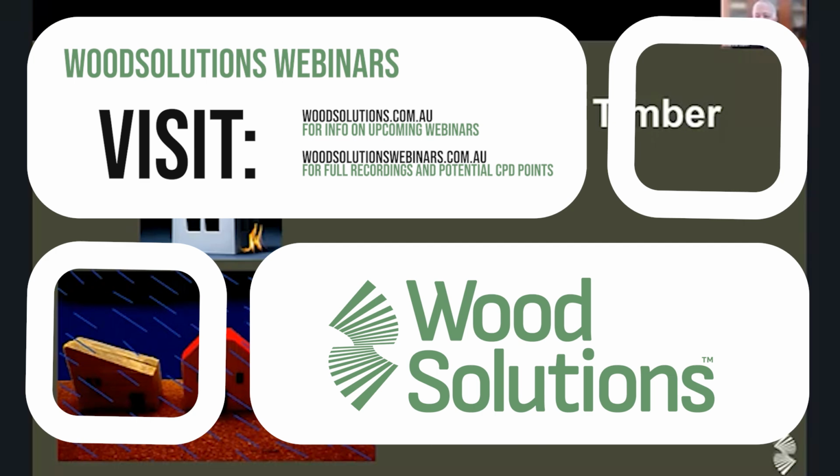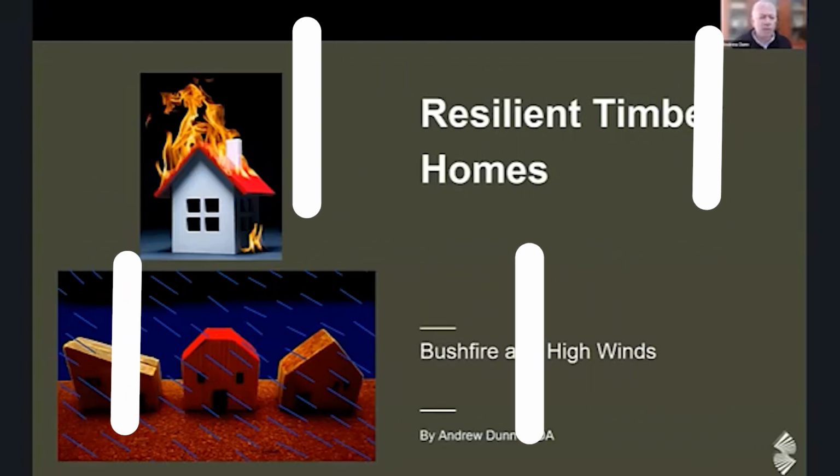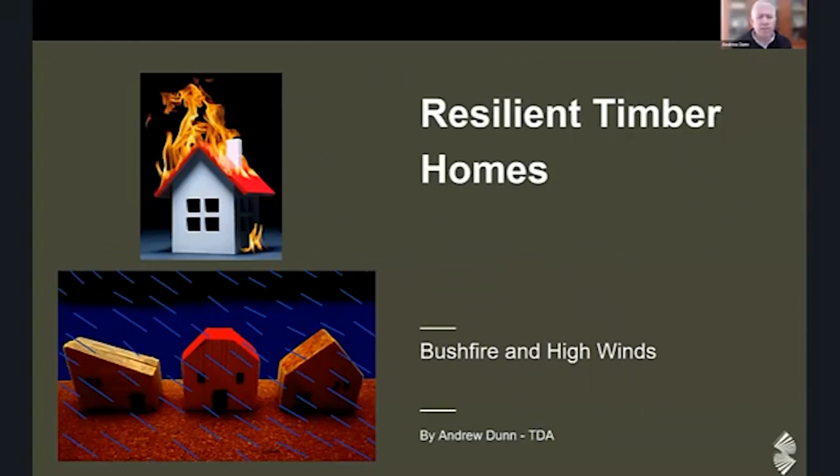So I'm going to be talking about bushfires and high winds. I'm going to look at some of the background information first, and then look at the things you can do, which we go into in the guides, about Code Plus. What I'm looking for are cost-effective ways to improve the resilience of your home without breaking the bank.